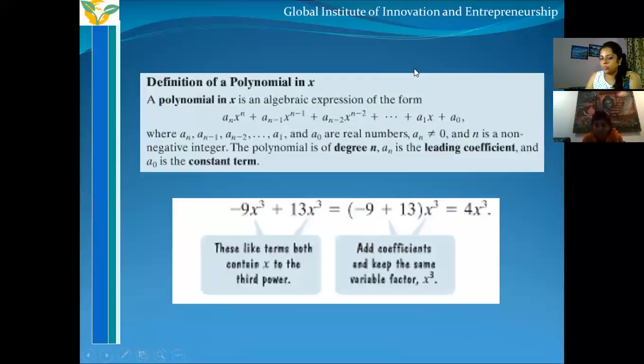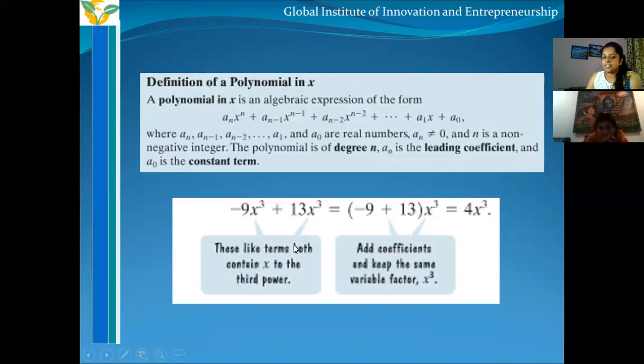I've already told you in the previous slide, in the definition of a polynomial, that a_n should not be equal to 0, because if a_n is equal to 0, then we cannot form a polynomial. And n is a non-negative integer. So for a polynomial of degree n, a_n is the leading coefficient and a_0 is the constant term. The first term of a polynomial is called the leading coefficient and the last term is called what? a_0, that is the constant term. Why is it called a constant term? Because it does not have any variables. Therefore, we call it a constant term.